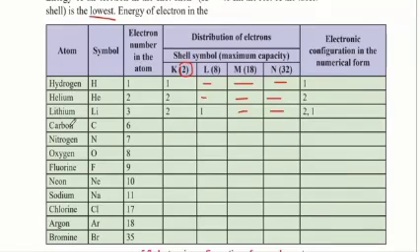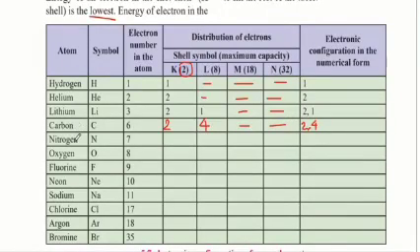The fourth example is carbon. Carbon is denoted by the symbol C. It has 6 electrons in its atom. So, the first 2 electrons would be in the K shell and that is constant. And once you subtract 2 from 6, we are left with 4. And that 4 electrons would go in the L shell because L shell has a total of 8 electrons. And we have only 4 left. So, all 4 will go in the L shell. Finally, the electronic configuration would be 2, 4 and the M shell and N shell would be empty.